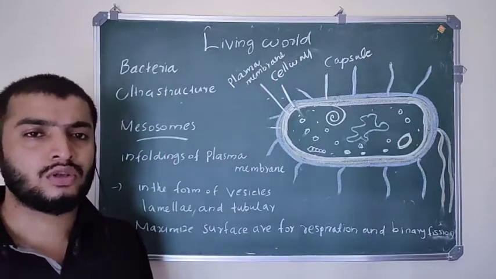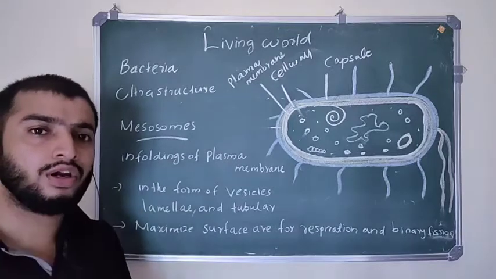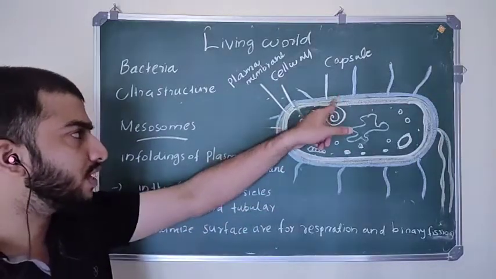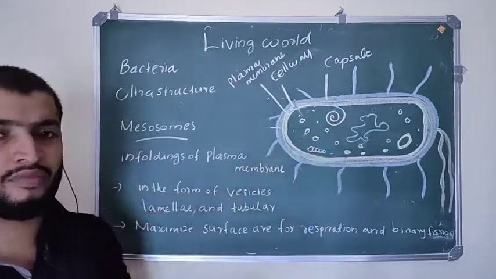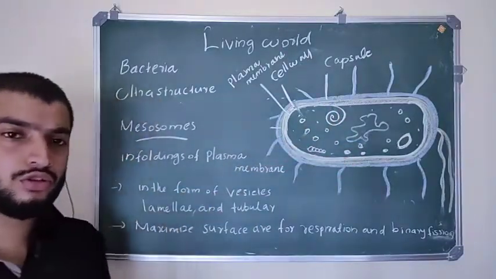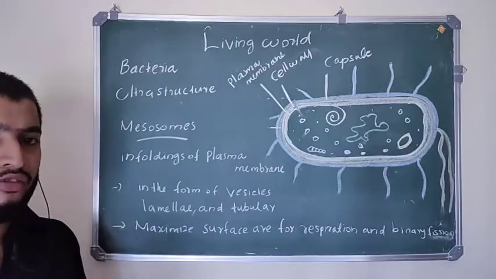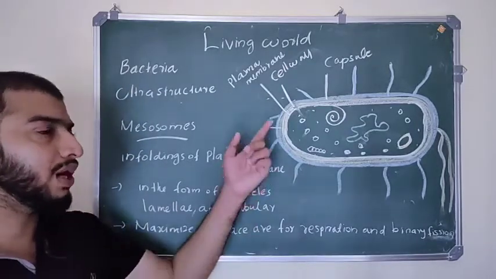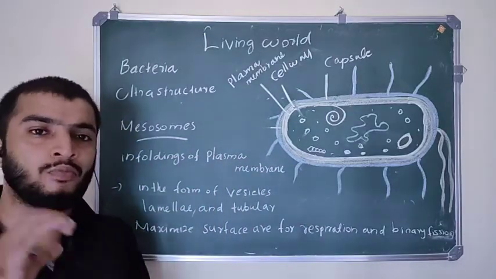Bacterial mesosomes. So what are mesosomes? Mesosomes are the enfoldings of plasma membrane. You can see here the plasma membrane and this structure, the enfoldings of plasma membrane, which is called mesosomes. Mesosomes are present in the bacterial cell in the form of vesicles, or maybe lamellar or tubular structures. And what is the purpose of mesosomes?